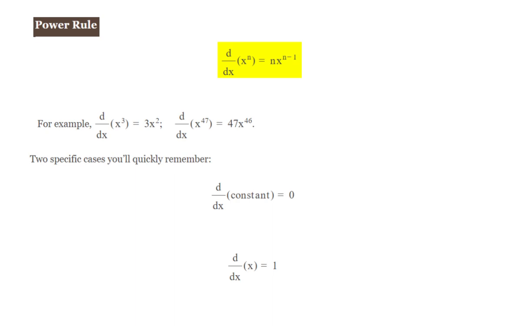For example, derivative of x cube. So in this case, x cube, when we compare it with x raised to n here n is 3. So nx raised to n minus 1 becomes 3x raised to 3 minus 1, that is equal to 3x square. Similarly, derivative of x raised to 47 is 47x raised to 46, that is 47x raised to 47 minus 1, that is equal to 47x raised to 46. Now two specific cases you will quickly remember are derivative of constant is equal to 0 and derivative of x is equal to 1.